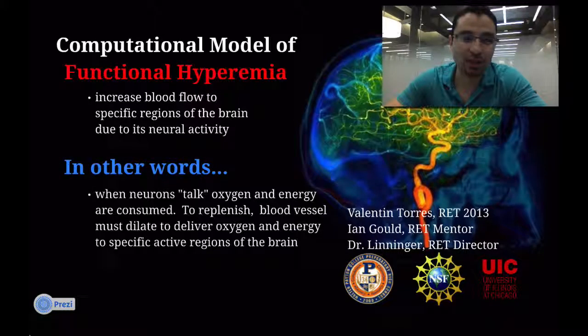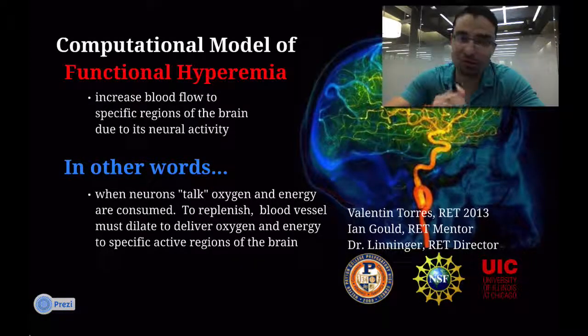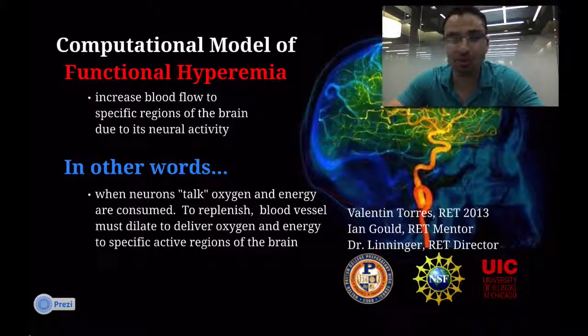In other words, when neurons talk, usually one neuron releases a neurotransmitter such as glutamate that is sent across a synapse to affect another neuron. And in doing so, it basically burns up oxygen and energy. To replenish this oxygen and energy, the local blood vessels have to dilate so that more oxygen and more energy can be delivered to those tissues.